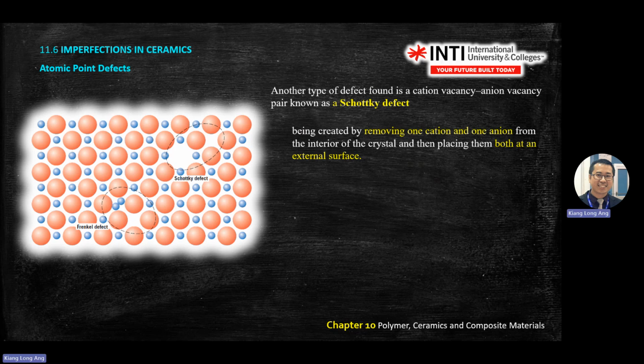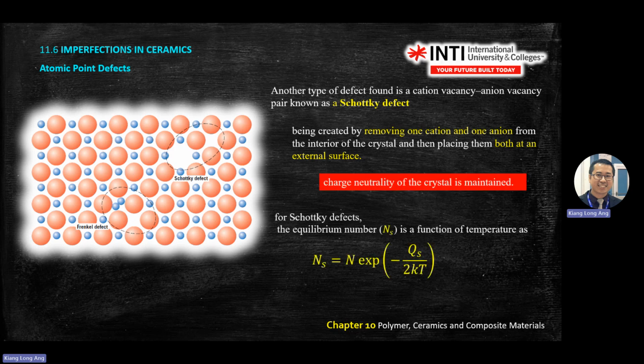Okay. This one you can see. How is this one created? By removing one cation and one anion from the interior of the crystal, then placing them both on the external surface. So for the Schottky defect, you still use the same equation, only the formation energy is different. One is Frenkel, one is Schottky. So don't confuse between the two.